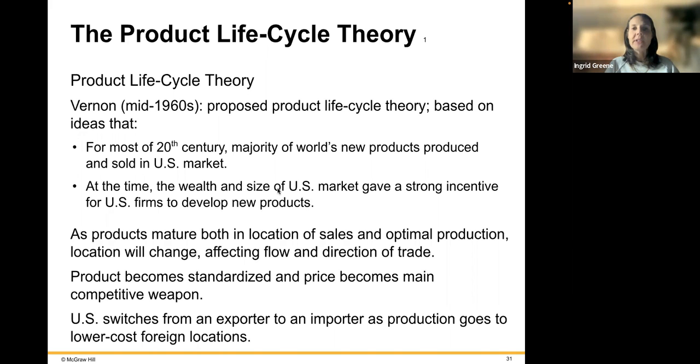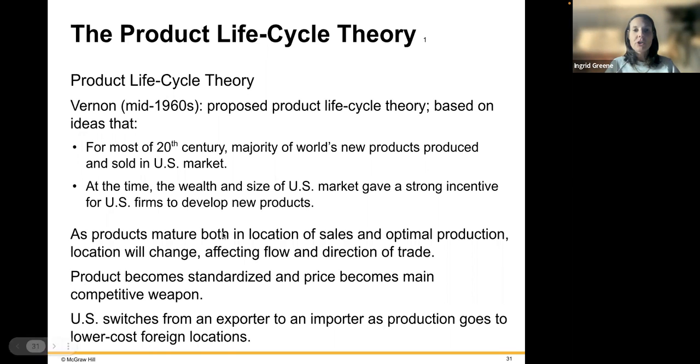At the time, the wealth and the size of the U.S. market gave a strong incentive for U.S. firms to produce new products, right? That's exactly what happened to my family. My grandparents had a Swiss watch company, and they were doing very well throughout Europe. It's very well known in Europe. And they thought, oh my gosh, the US market is such a huge opportunity. We're going to open up an American subsidiary. And that's exactly why my dad moved to the United States when he was 6 years old.